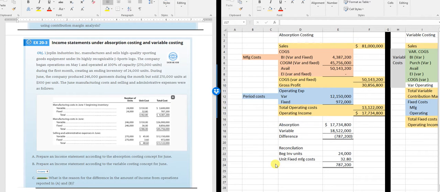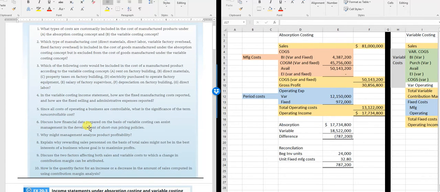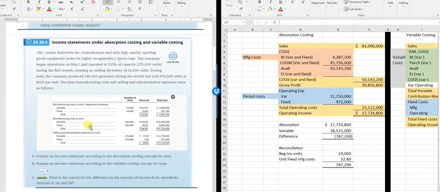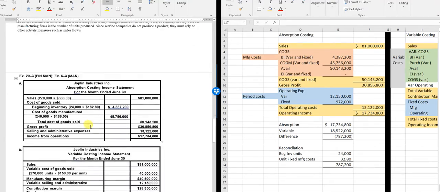We'll go through two problems in Chapter 3 on absorption and variable costing. Please print out this handout so you can follow along. You also have the solutions to this handout. The handout actually has the discussion questions on it. I'm not going to go through those discussion questions, but please go through them. They're very important, and there are answers to the discussion questions.